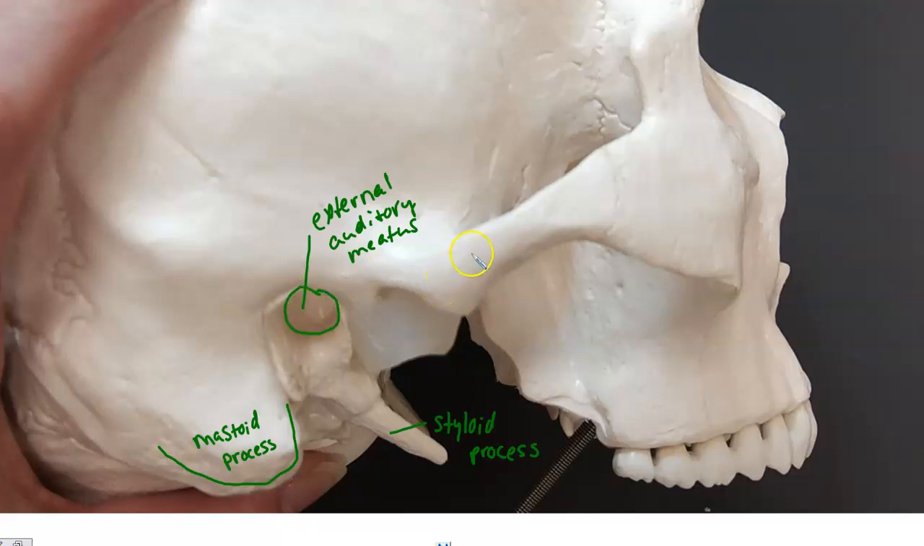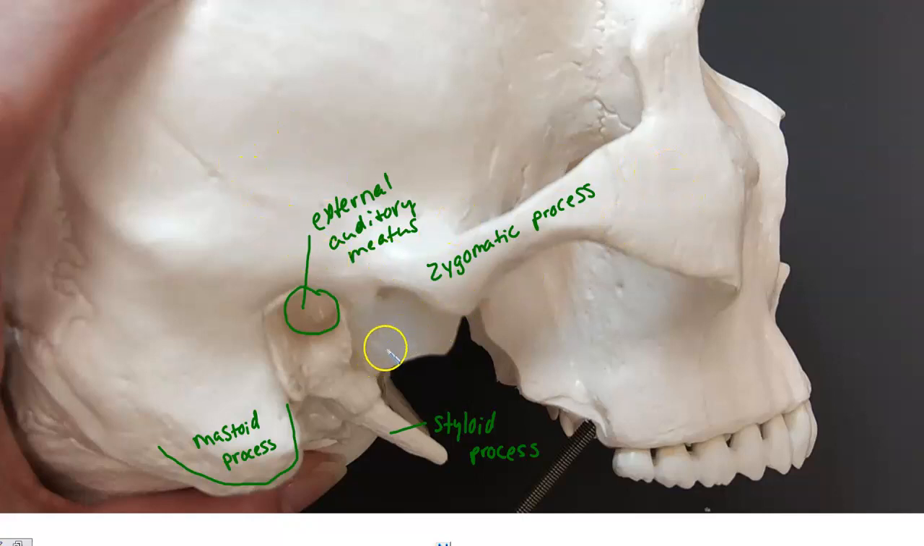And so then we've got this. This is the temporal bone, and there's the zygomatic bone, and this is the little archway that is connecting. This is called the zygomatic process. It's like the archway that connects the temporal bone to your cheekbone.